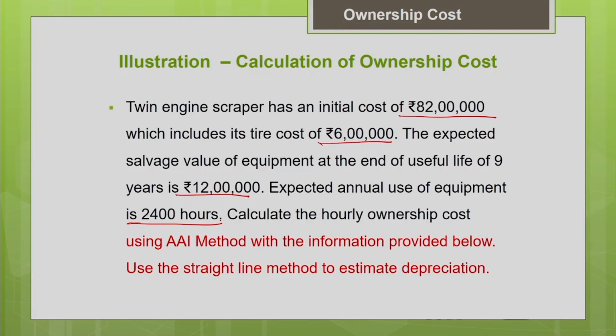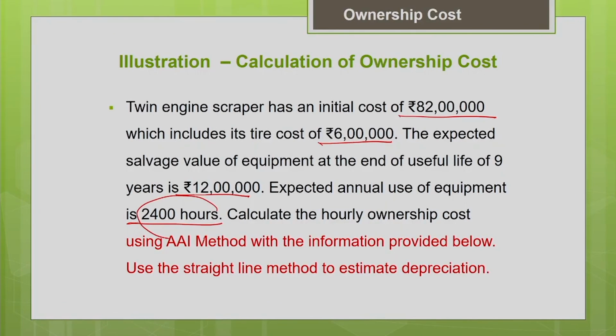It depends upon how many hours every day your equipment is going to be operated and how many days you are going to work in a year. Depending upon that, you can find the annual use of the equipment in hours. Calculate the hourly ownership cost. We always prefer to estimate the equipment cost on an hourly basis. So we are going to calculate it using the AAI method, the average annual investment method, and we are going to follow the straight line method to estimate the depreciation to make it easier.